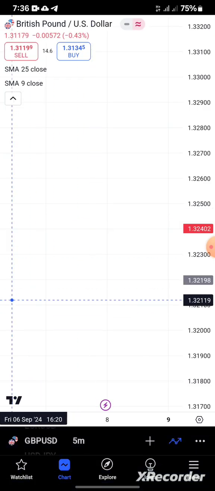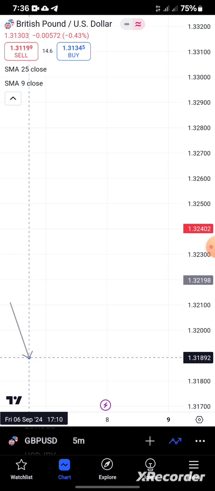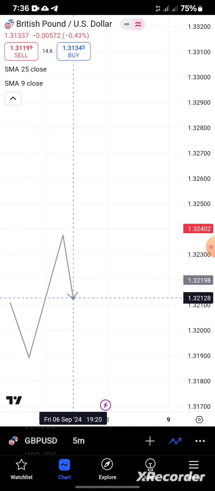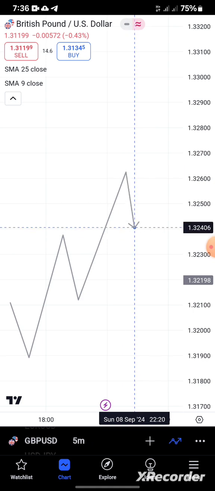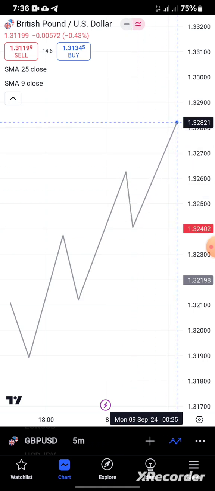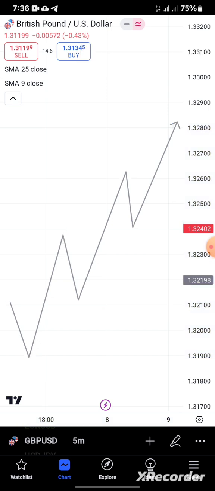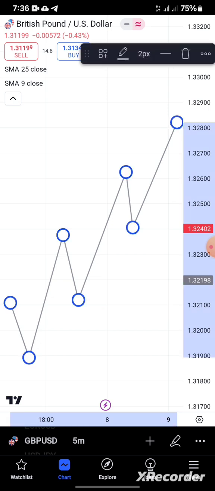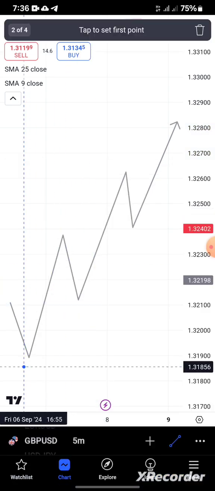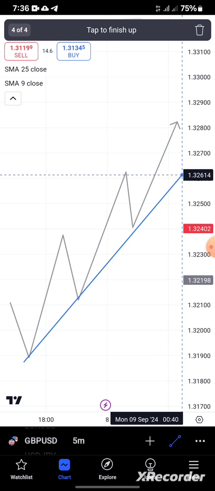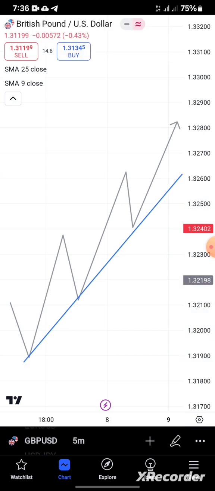Let me say price makes this low, makes a high, makes this low again, makes this high, makes this low, high. So support and resistance is basically this line right here. So this is the support, and resistance is just vice versa. So let me differentiate for you support and resistance.